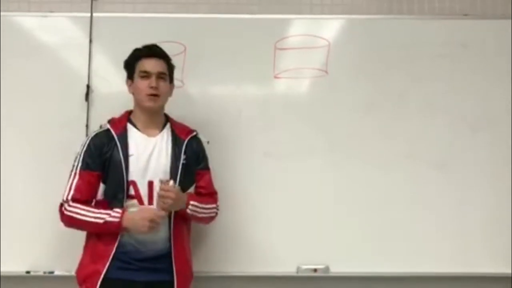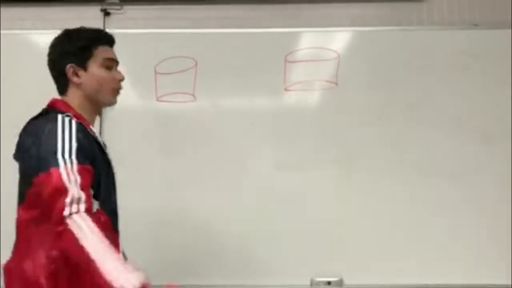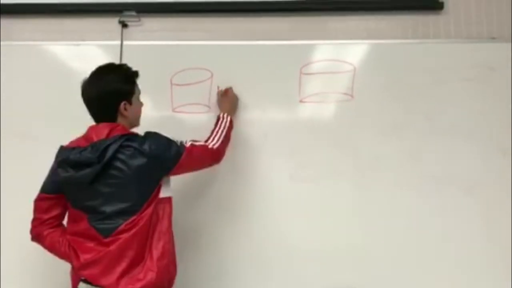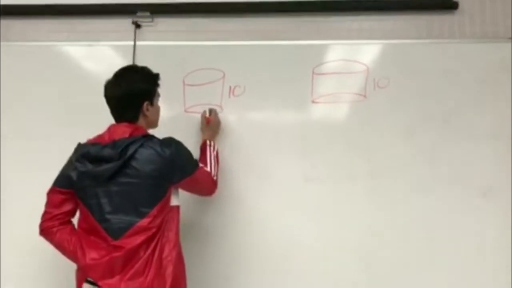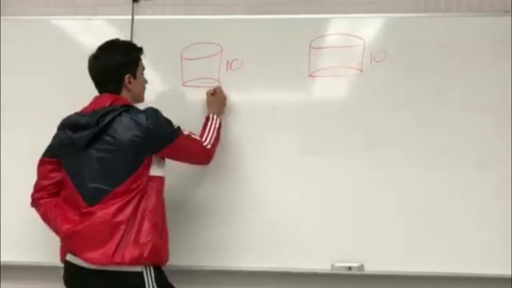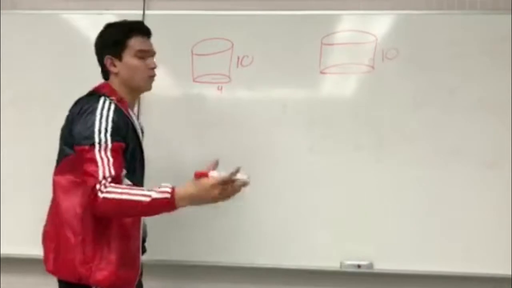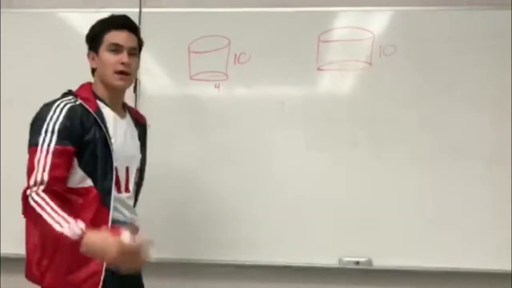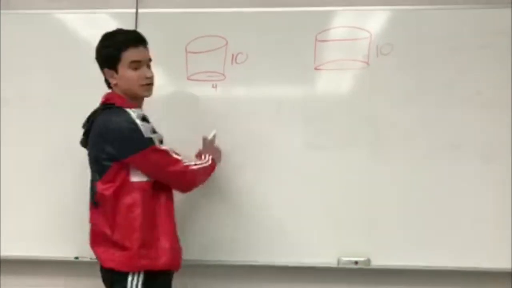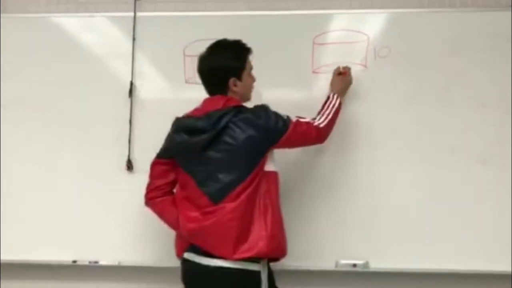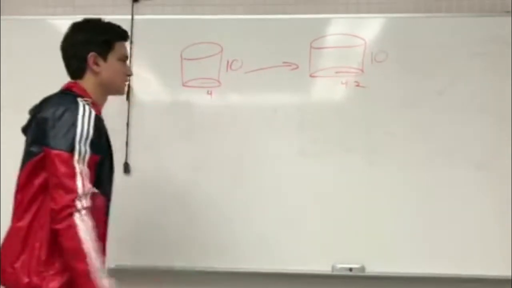Alright, so this is section 1, problem number 5. In this problem we have two cylinders. The height of each cylinder is 10, and the radius of the first cylinder is going to be 4. They ask what's going to be the approximate and actual change of the volume if the radius changed from 4 to 4.2. So what's going to be the change?